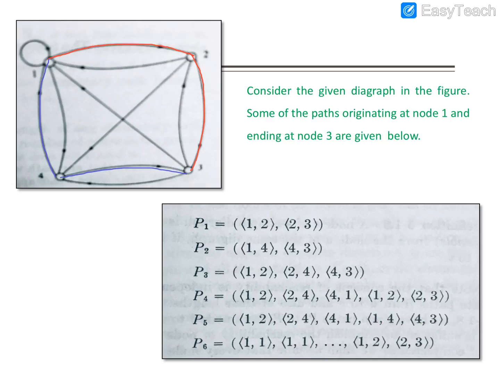So here there are different paths which originate at the same vertex 1 and end at the same vertex 3. That is, each and every path originates at 1 and ends at vertex 3. In path P1, 1, 2 denotes edge 1, 2 and 2, 3 denotes edge 2, 3. So we can consider different paths originating at node 1 and ending at node 3 according to the given diagram.